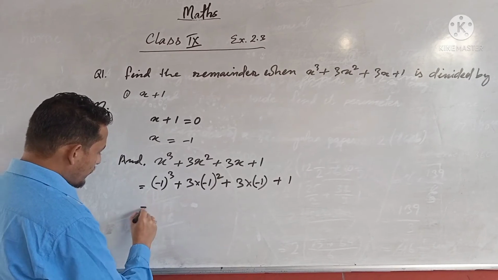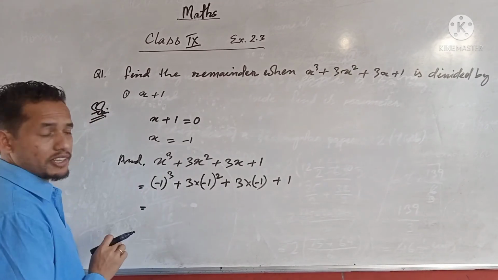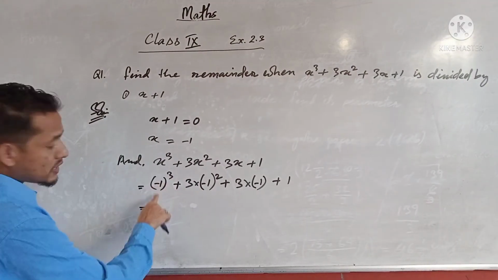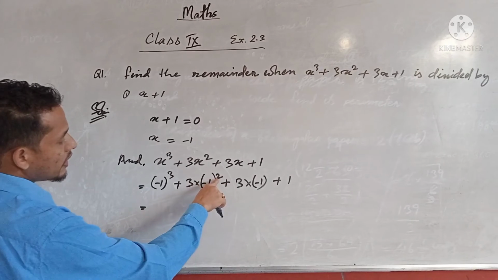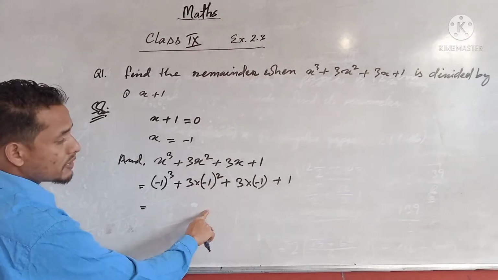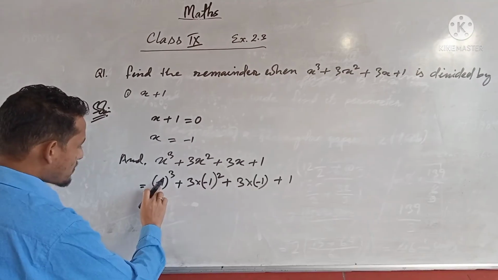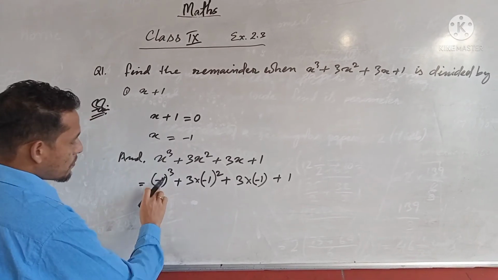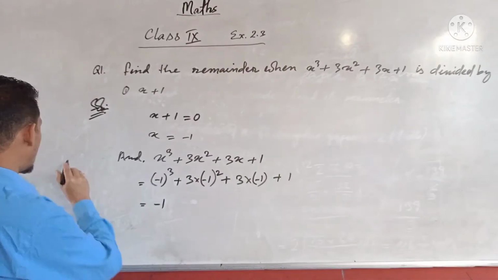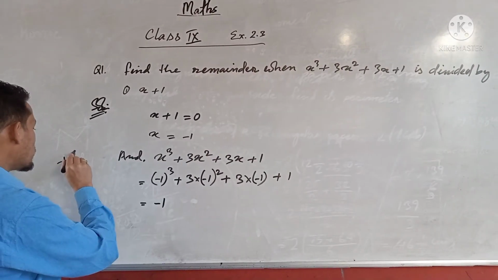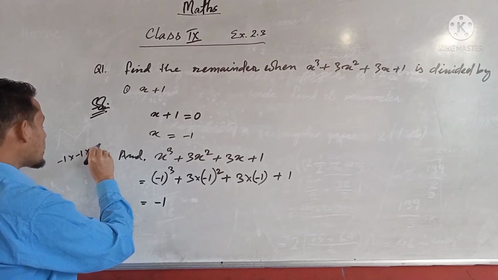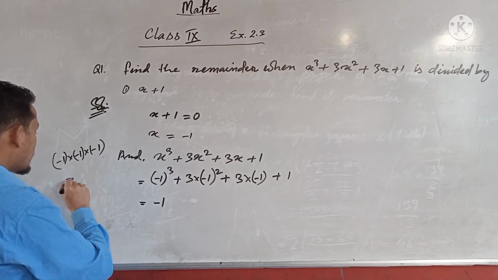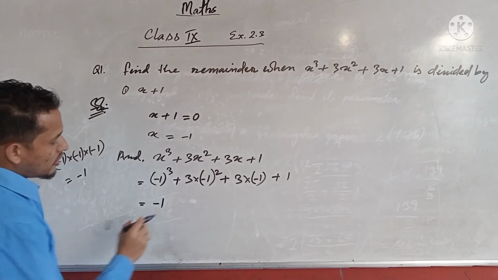Now what will you do? You open this bracket with the cube. When the power is an odd number, the minus symbol will come. If it is an even number, the minus symbol will not come. You have to remember that. So minus 1, if you multiply it 3 times, minus 1 into minus 1 into minus 1, you will get the answer minus 1.